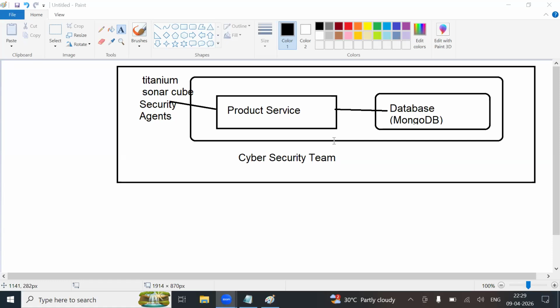This is the actual, typically every organization follows. Every organization from banking to any sector, any product-based company, any service-based company providing service to the product company, they should follow these. These are all mandatory things.